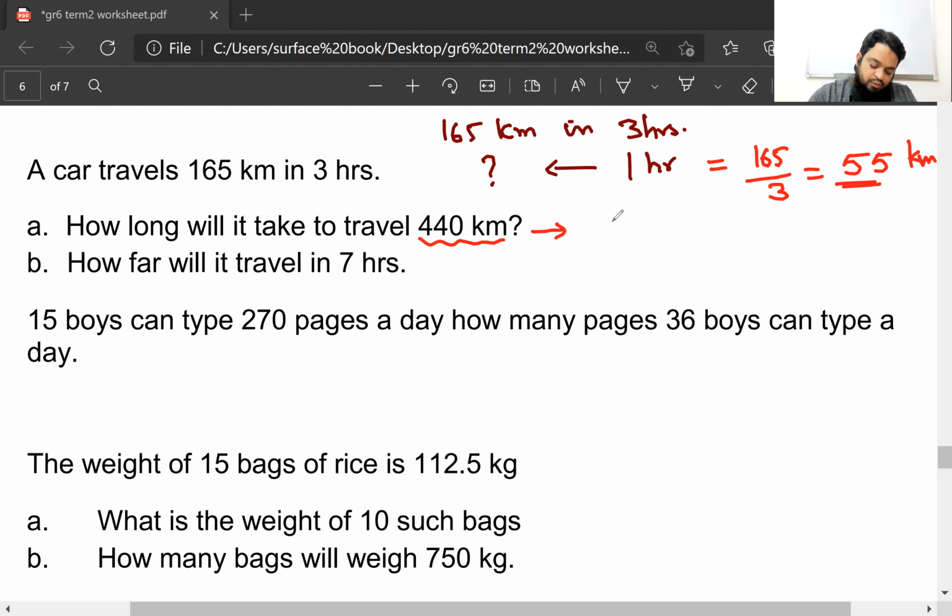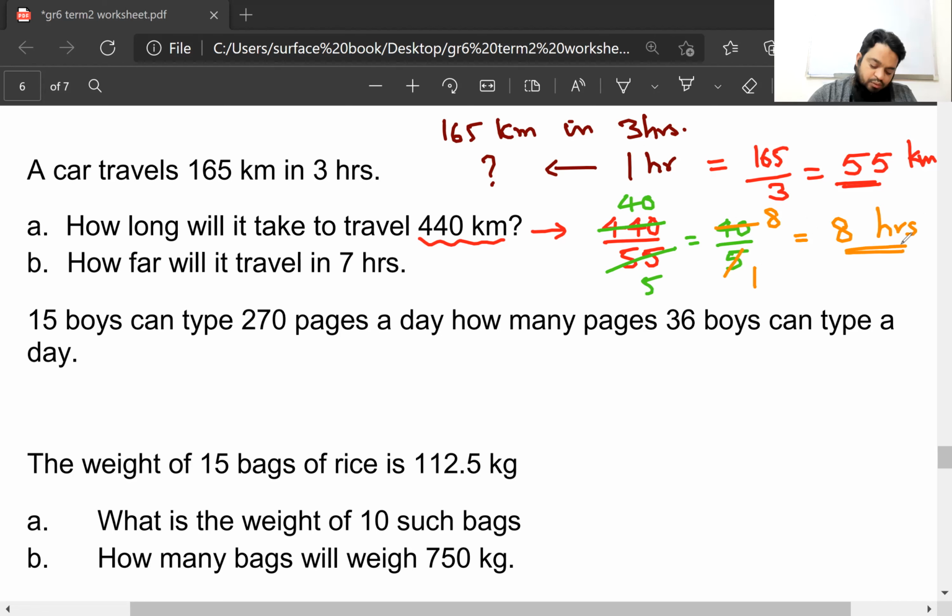What are you supposed to do? 440 divided by 55. Is it right? So let us do it. 11 5s are 55, 11 4s are 44 and 0. So it becomes 40 divided by 5. And here also division, it is very simple. 5 ones are 5, 5 8s are 40. So that is equal to, it takes 8 hours.